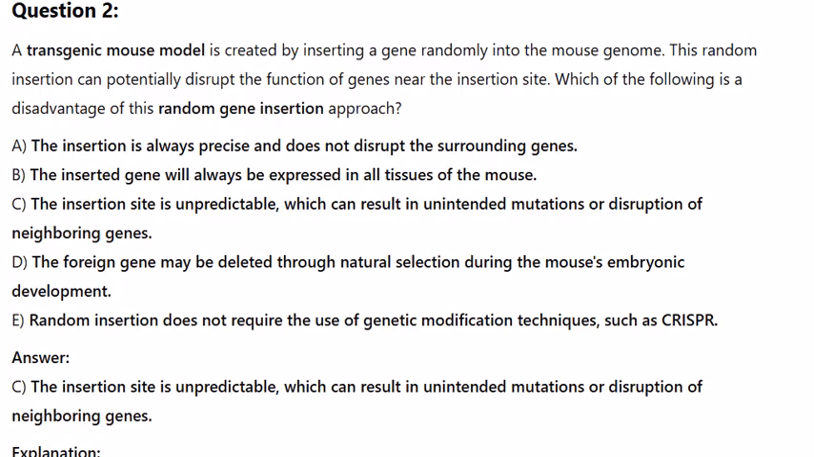D. The foreign gene may be deleted through natural selection during the mouse's embryonic development. E. Random insertion does not require the use of genetic modification techniques, such as CRISPR. Answer: C. The insertion site is unpredictable, which can result in unintended mutations or disruption of neighboring genes.